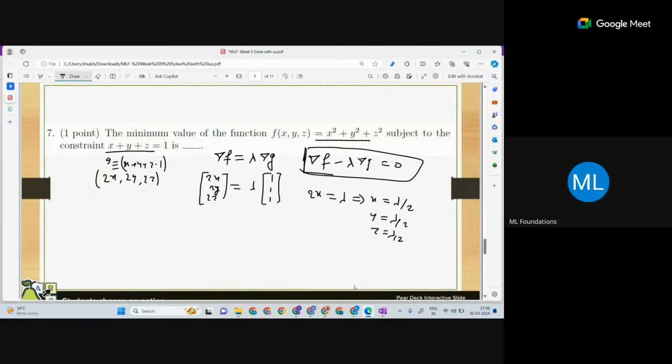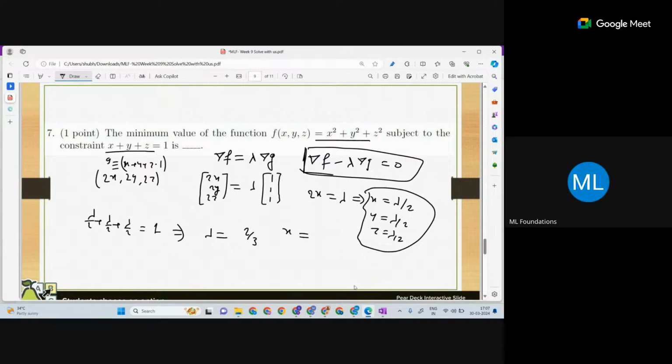How can we solve this now? How can we use these values of x, y, z somewhere? We put them in the constraint equation. As lambda is the multiplier here, putting them in the constraint will give the lambda value. So lambda by 2 plus lambda by 2 plus lambda by 2 is equal to 1. That is 3 lambda by 2, and lambda is equal to 2 by 3.